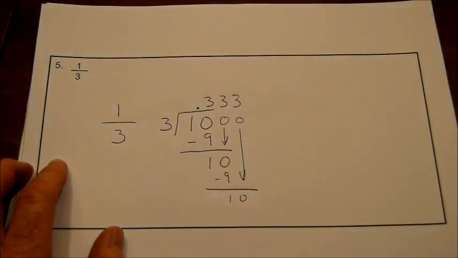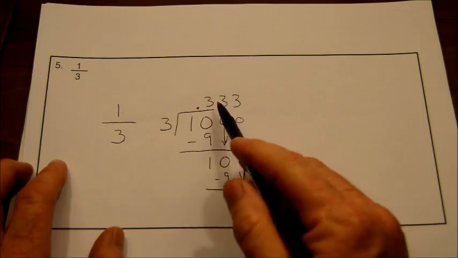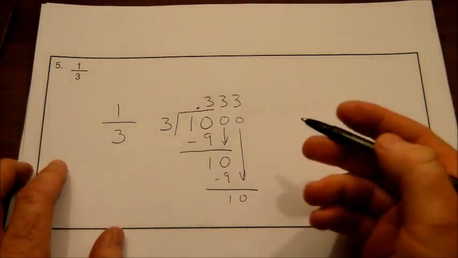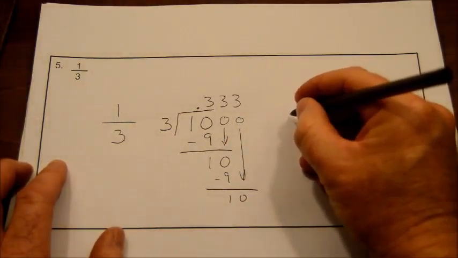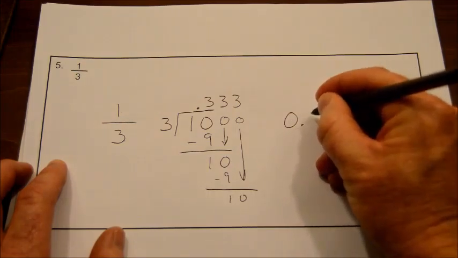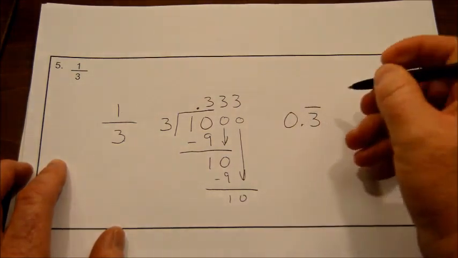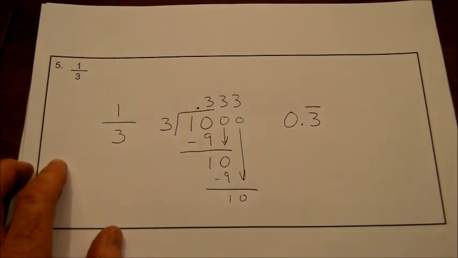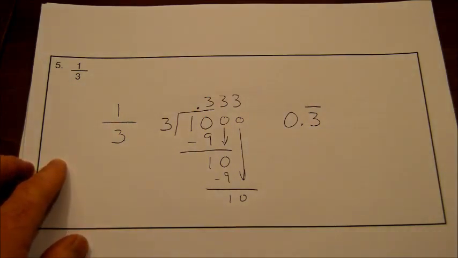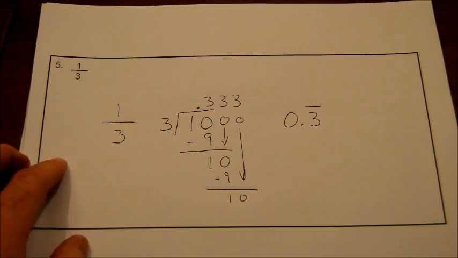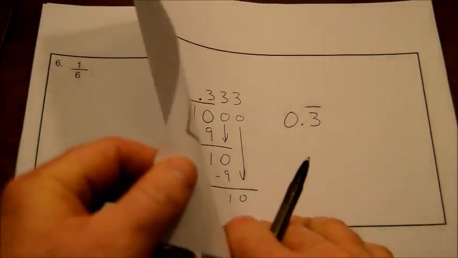You may see this written as 0.333, but the proper way to write it would be 0.3 with the bar over top to show that the 3 is repeating. So 1/3 is always 0.3 repeating. If you can remember that, it's a lot easier. You don't have to do the division every time. Okay, let's look at another one.